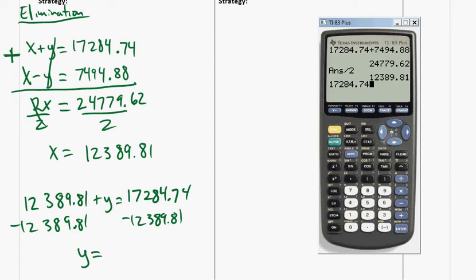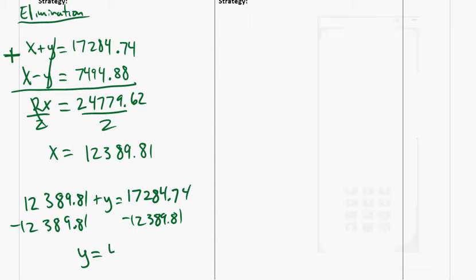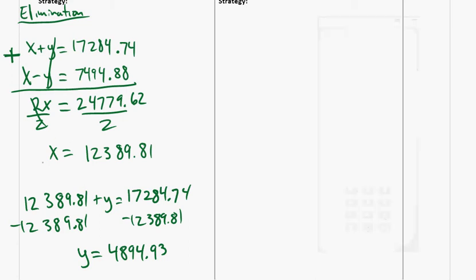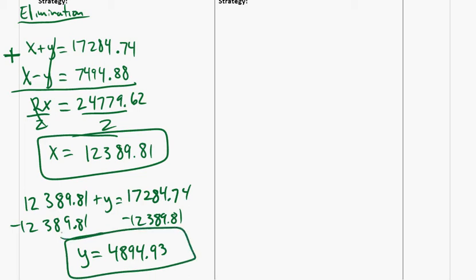17,284.74 minus that answer is 4,894.93. Check and make sure I got it right. Yep. So here is what I'm getting for the answer using the elimination method.